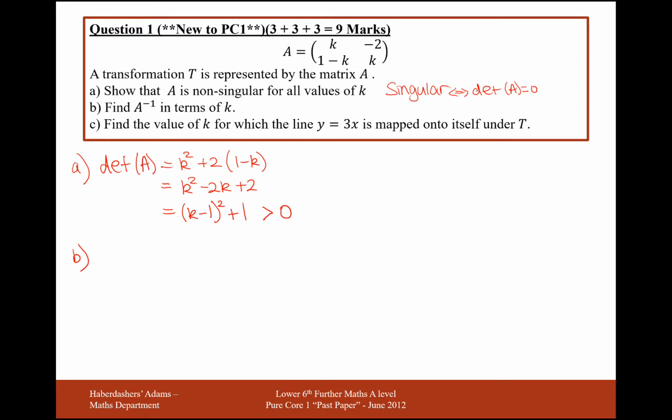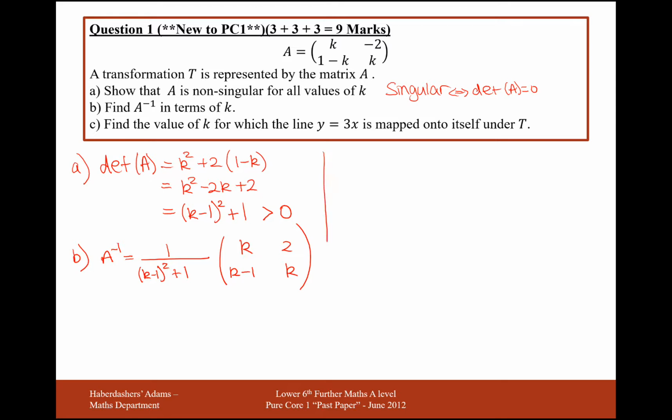Part B is find A minus 1 in terms of k. So I've already got the determinant for A, which is going to be k minus 1 squared plus 1. And in the brackets it's going to be, so we flip round the leading diagonal, k and k, and then we negate the other two values, so it's going to be 2 and k minus 1. That's not too bad for 3 marks.